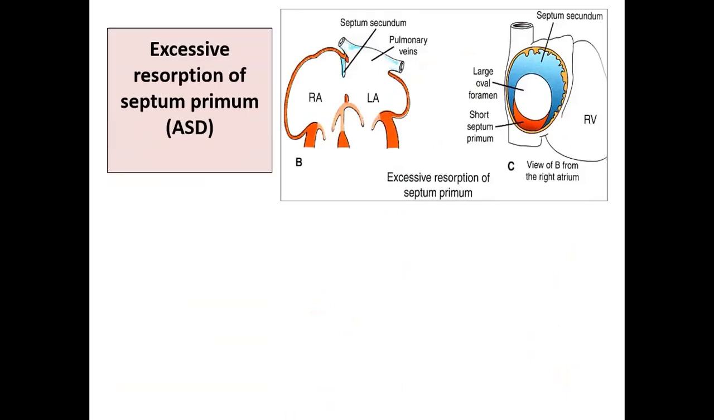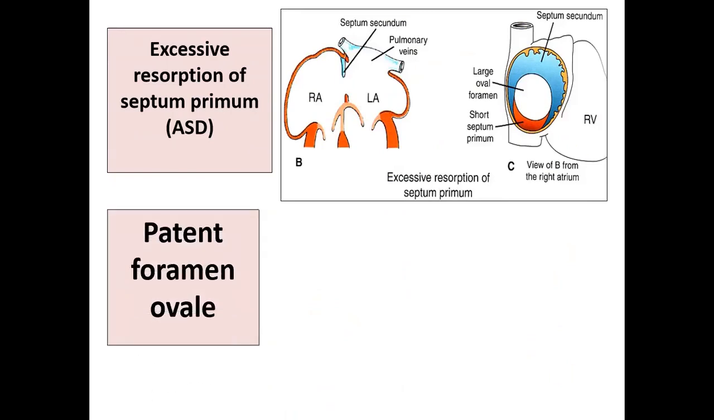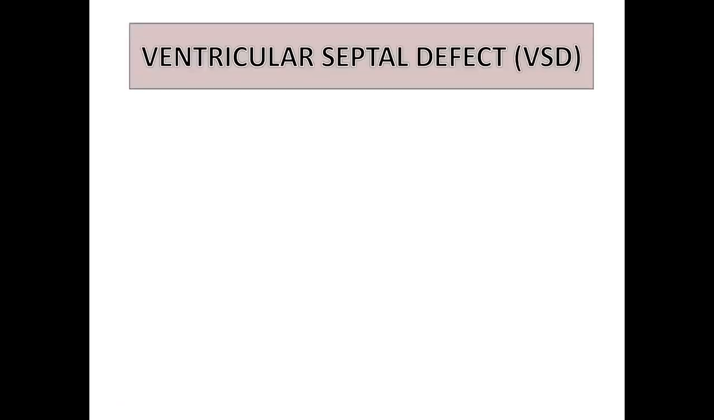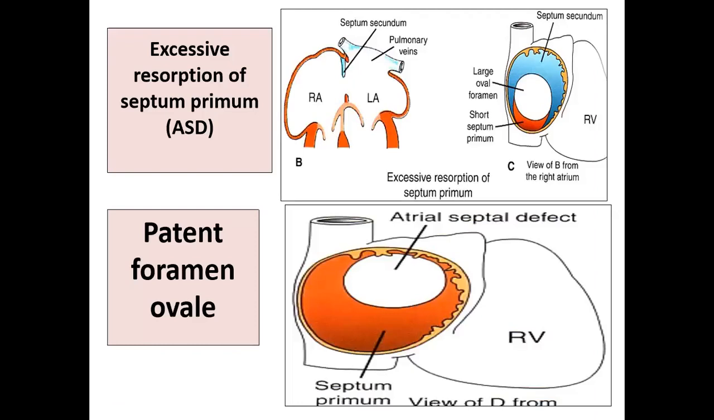If there is excess reabsorption of septum primum, this is because of excess stimulation of apoptosis and can result in this type of problem. Patent foramen ovale: if the mediators of inflammation like prostaglandins are not produced enough, or the pressure from the right atrium is not enough to make it close, it brings an issue.